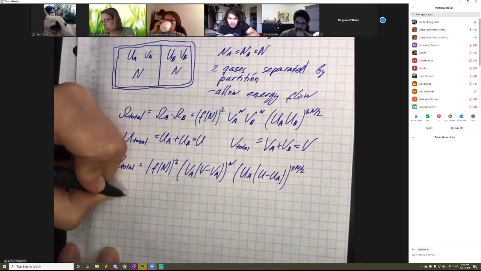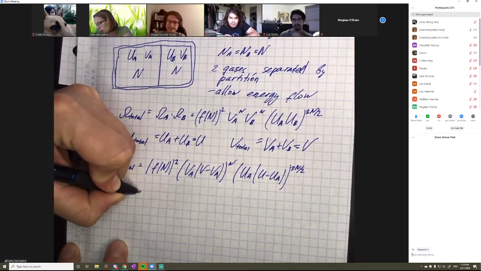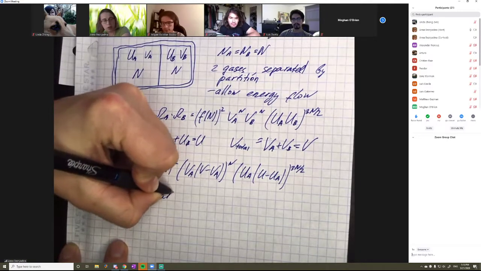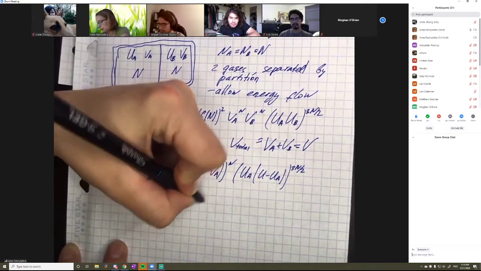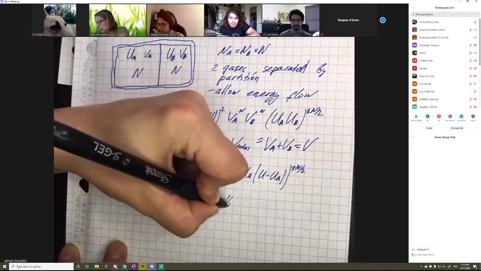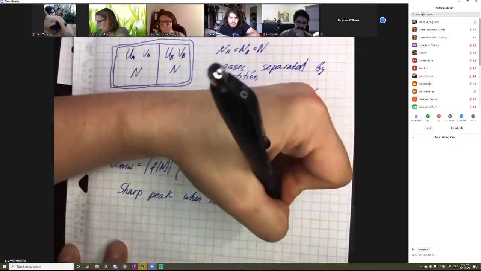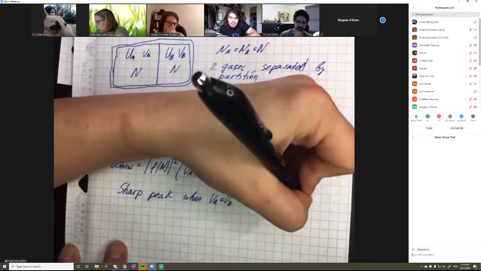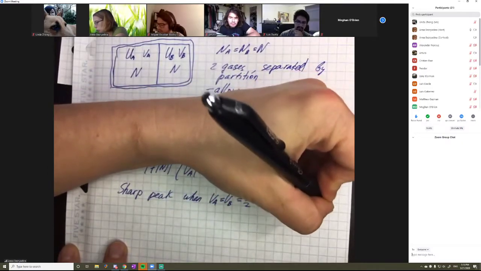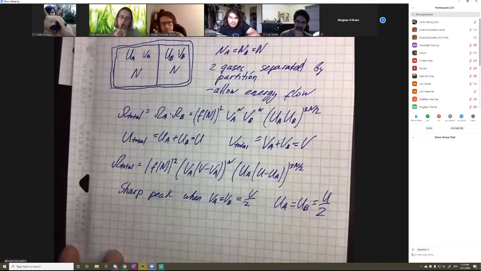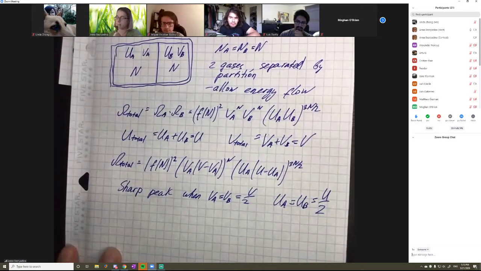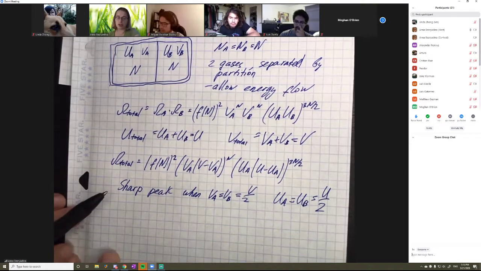So we have a sharp peak when VA is equal to VB is equal to V over 2, and when UA is equal to UB is equal to U over 2. And you can see it's two sets of coordinates. We have a two-dimensional peak, yeah?